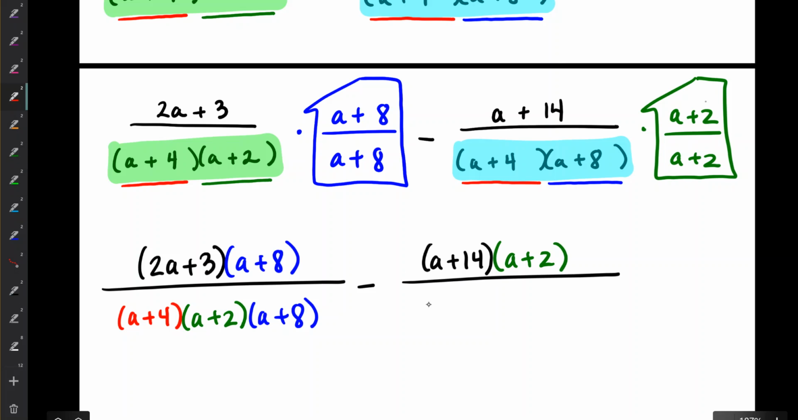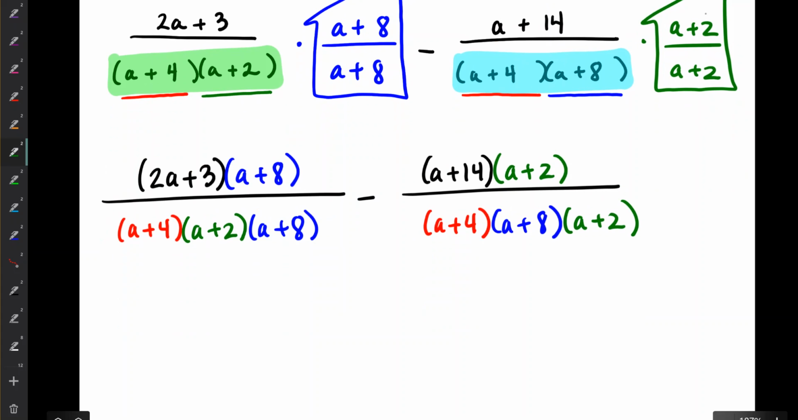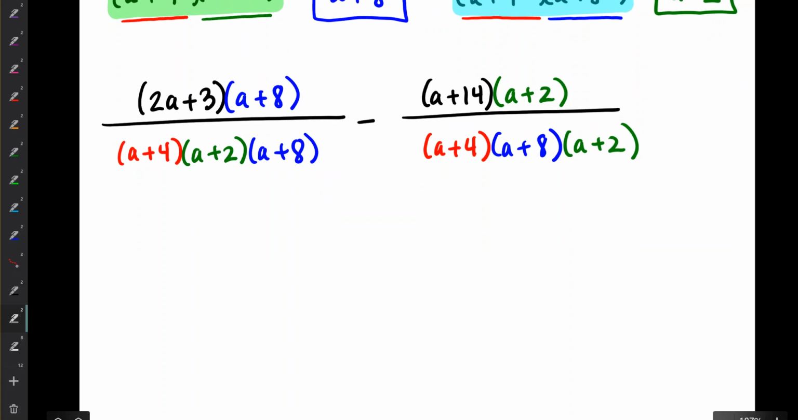Multiply fractions straight across: a plus 4 times a plus 8 times a plus 2. Now remember, we did this for a reason. We wanted the denominators to be the same. Don't accidentally go backwards and get excited and see a secret times 1 there. We know there's a 1 because we introduced it on purpose because we want a common denominator. Okay?